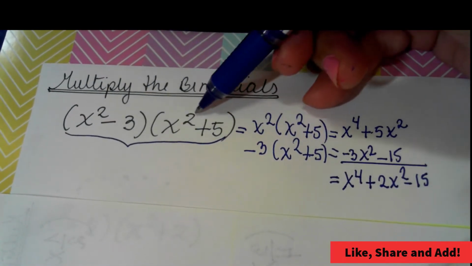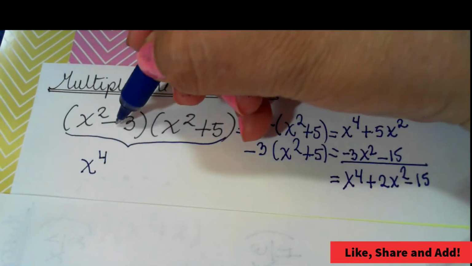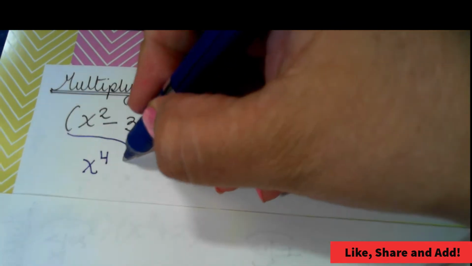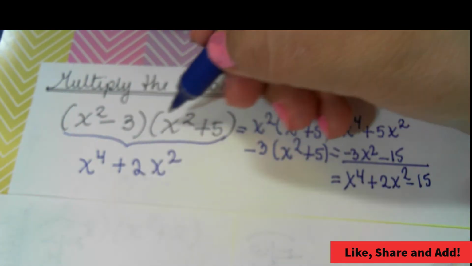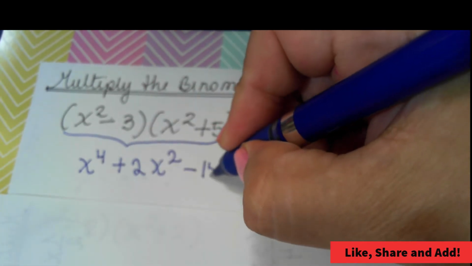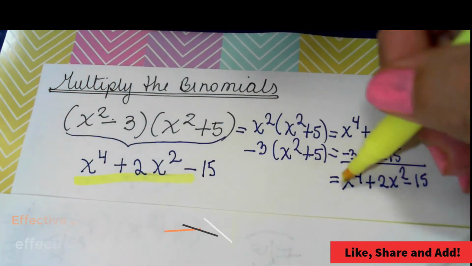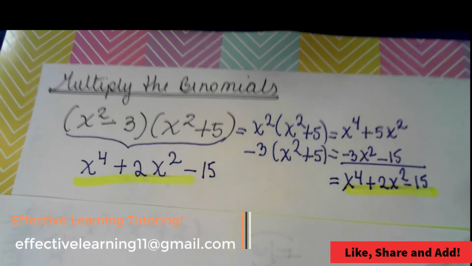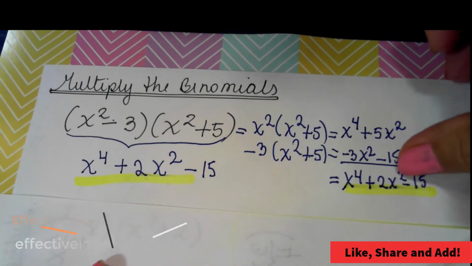X squared times x squared is x to the 4th. Negative 3 and positive 5 is positive 2, x with the exponent squared, the same. Negative and positive is negative, 3 times 5, 15. If you see, the solution here is the same as here. We have both solutions. Okay. Now let's work the next example.